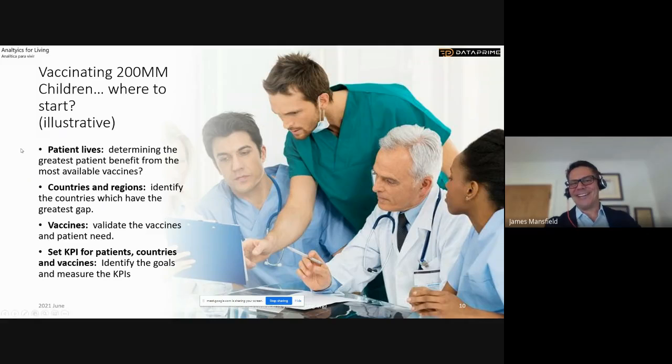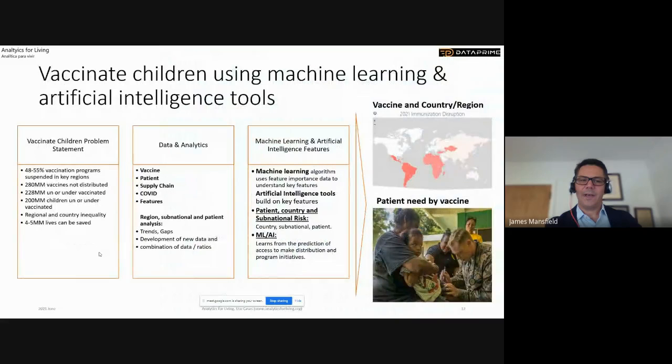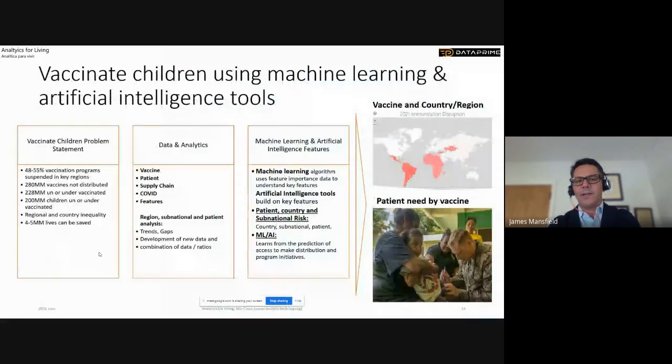So where do we start? One, as I mentioned, was patient lives: what's the best benefit? The second is countries and regions. We can identify those countries or regions. The third is vaccines. Validate that need and then set those KPIs to really get to that 200 million. So this algorithm works. We found that it's worked. We've definitely done it in other areas, and we think it's a good algorithm that, whether it be an open source or a fiscal project, we can support on behalf of Universal, something that's a great place that we can support.